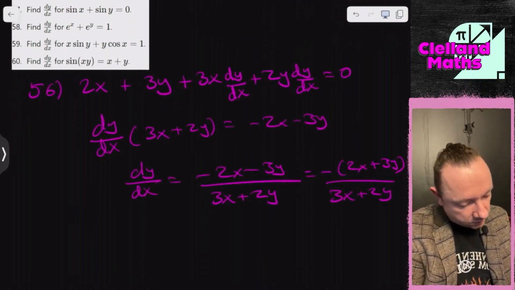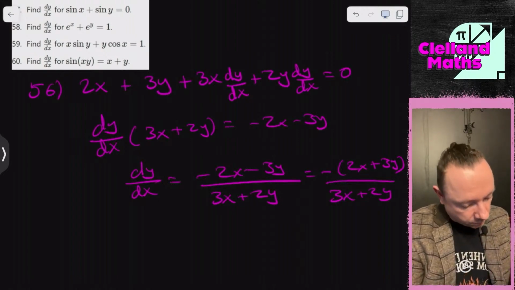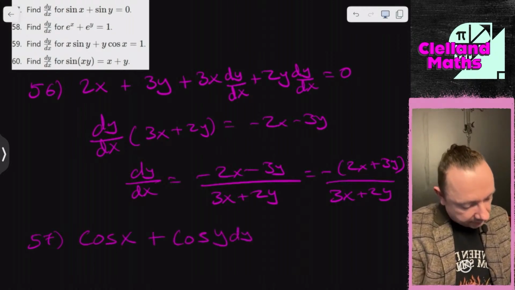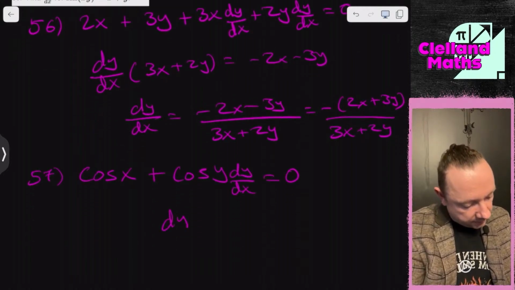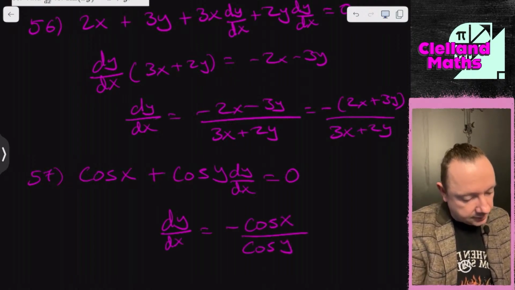57. Oh, we've got some sine and sine. That's nice. Sine x plus sine y equals 0. Sine becomes cos plus cos, but dy by dx equals 0. So that means that dy by dx is minus cos x over cos y. Quite nice.